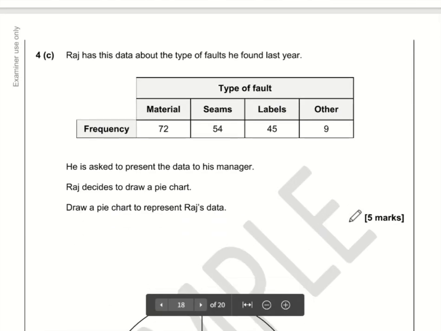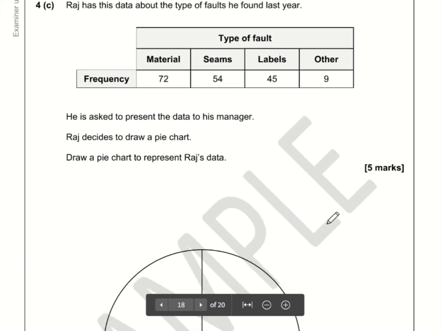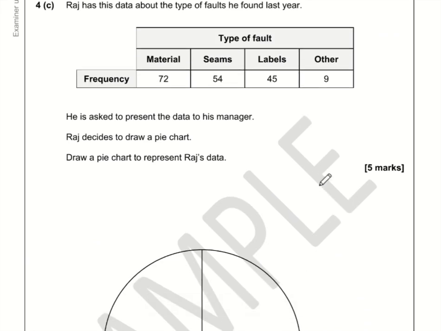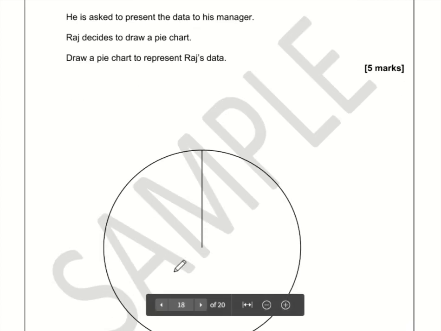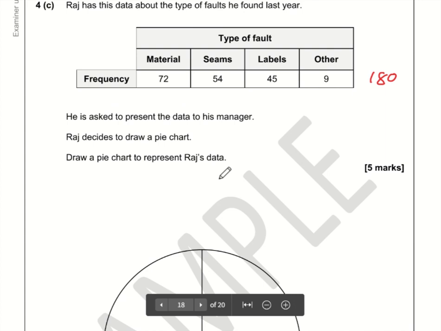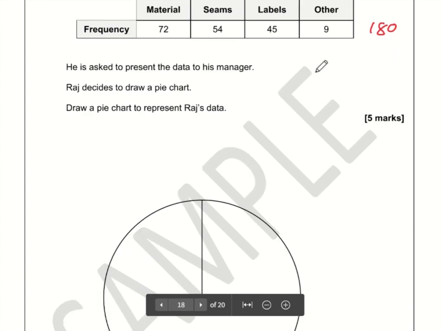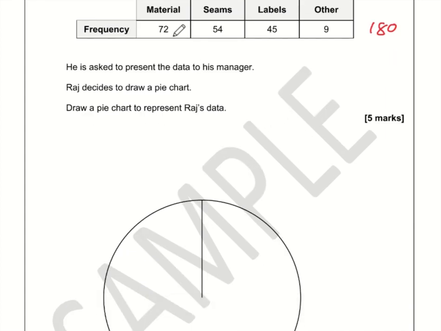Okay, on to part C. So this is probably the most challenging question in this test, in my opinion. What we're going to do first of all is add up these values. So 72 plus 54 plus 45 plus 9 is 180. Now, that's a really good total because we're doing a pie chart which has 360 degrees. So the frequency of material is 72 out of 180. So what is that out of 360?